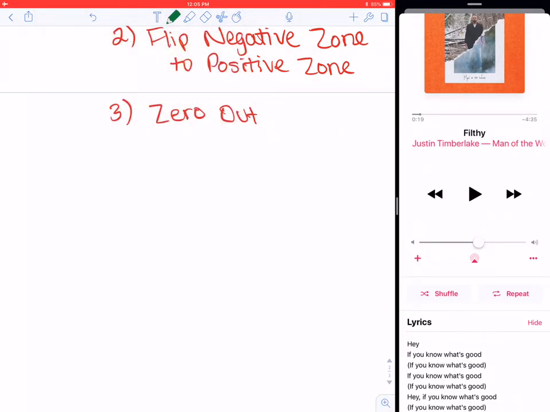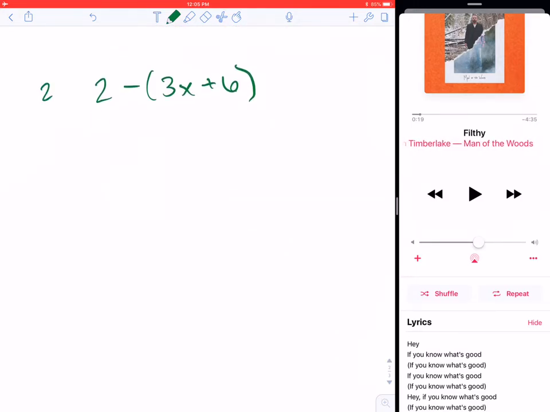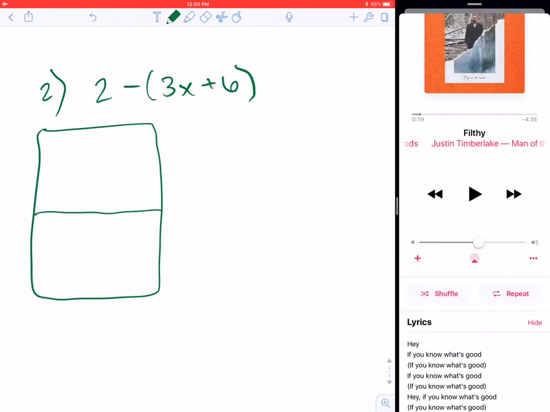So if I have a problem like, let's not use any variables. Let's say, no, I'll use variables. Okay, I have this problem here. This is our second example. I am going to show you with and without a mat. So if I draw my mat, I'm going to make it kind of small. I have 2 positive units up top.